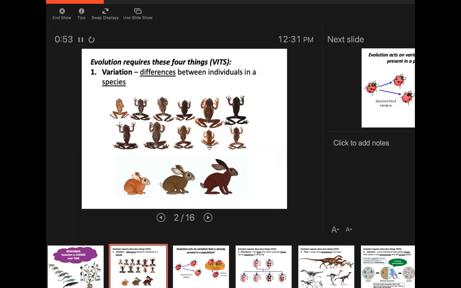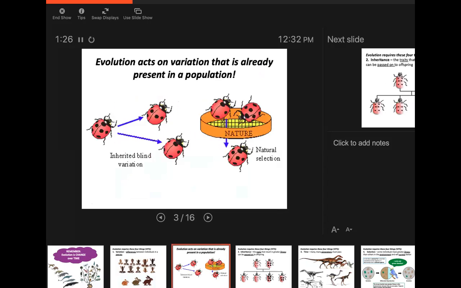So evolution requires 4 things. Okay, and the first of these is variation. So variation is the differences between individuals in a species. And we talked about this briefly the other day. I pulled up a picture of watermelons, of the human population, and do they all look the same? No, okay? So variation is the differences between individuals in a species. So evolution acts on variation that is already present in a population, okay?